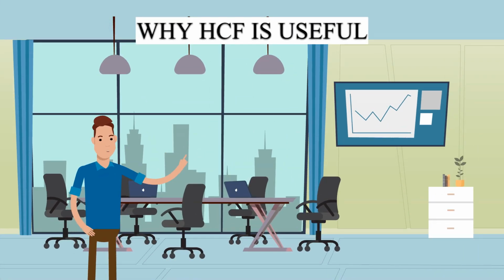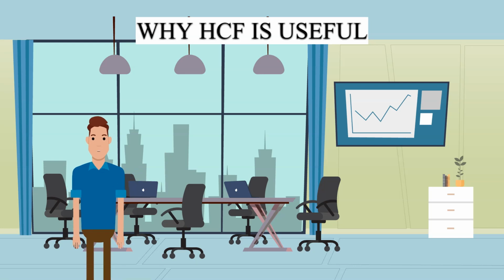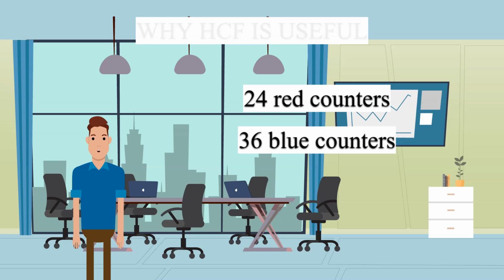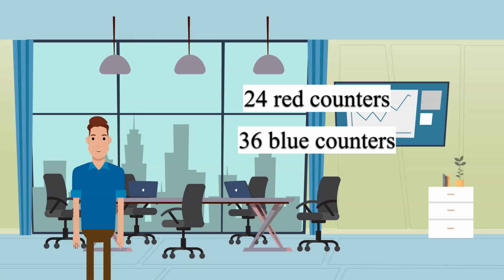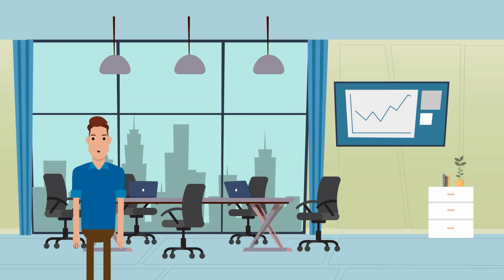HCF is useful when dividing items into the largest possible equal groups. For example, if you have 24 red counters and 36 blue counters, the largest equal group size possible is 12. This means you can create groups without any leftovers.